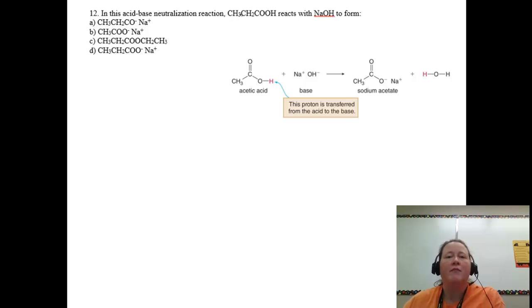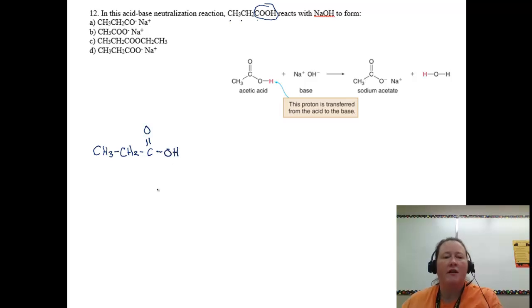So we have a propanoic acid, 3 carbons. In this condensed formula, one way you can represent a carboxylic acid is by this group COOH. So if I draw this out, I have CH3, CH2, C, there's one of the O's, OH. Alright, here's my carboxylic acid. And I'm going to react it with sodium hydroxide, which is the base.